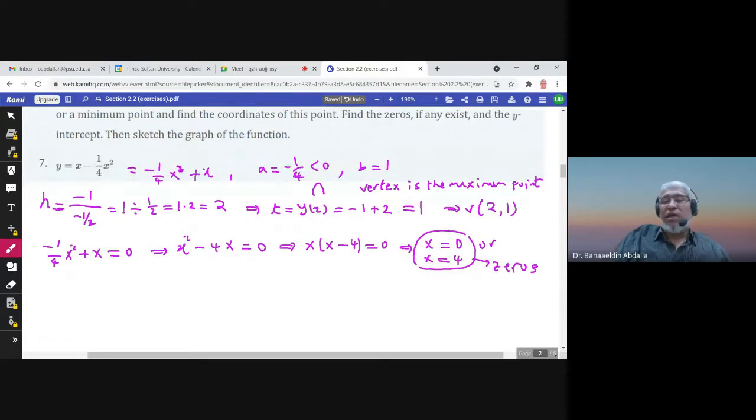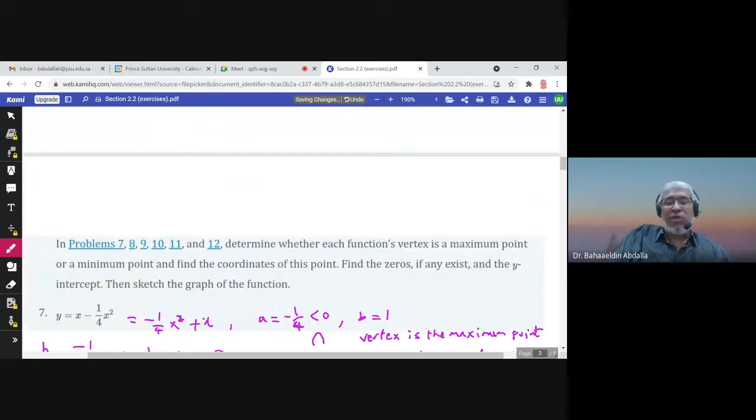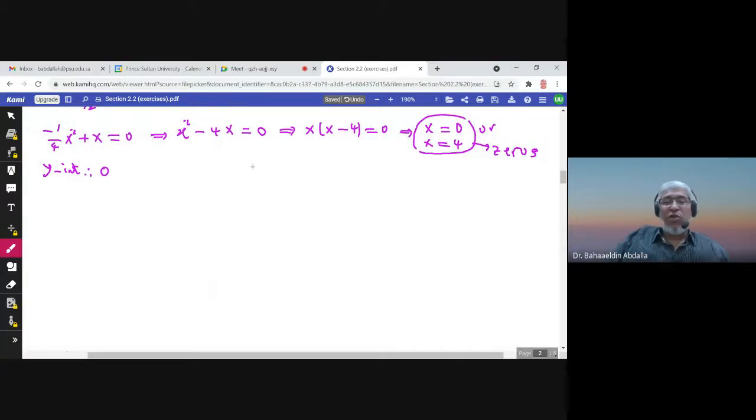Find the y-intercept. Well, the y-intercept, we put x equals 0, and if you put x equals 0, you get y equals 0. So the y-intercept is 0. Then sketch the graph of this function. Well, let us sketch the graph of this function.